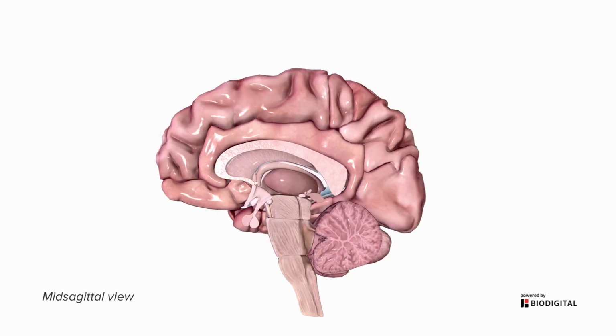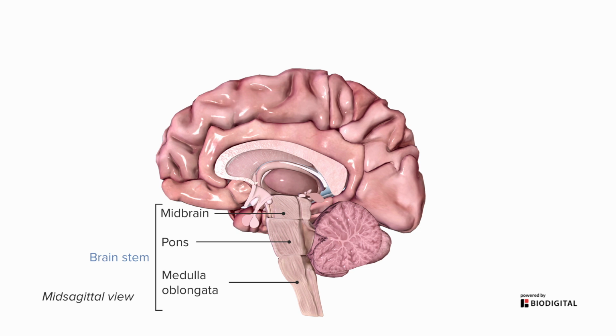Here we have a sagittal view right through the midline to see a few more details. So again, we have the brain stem, which is connecting the rest of the brain to the spinal cord. Superiorly, we have the midbrain, then we have the pons, and then the last part is the medulla oblongata, or in this context, simply the medulla, beyond which we have the rest of the spinal cord. Posterior to the brainstem, we have the cerebellum.